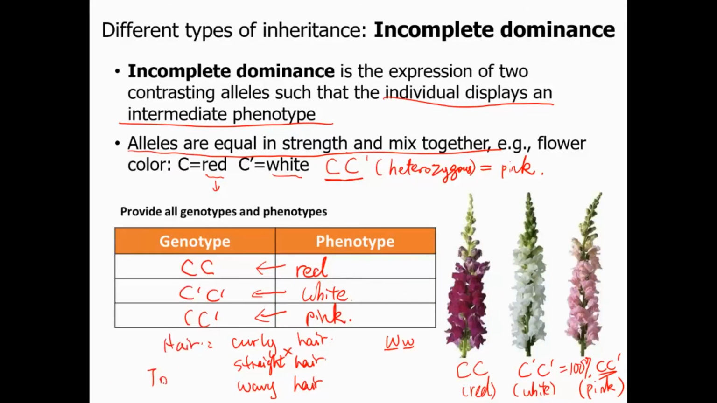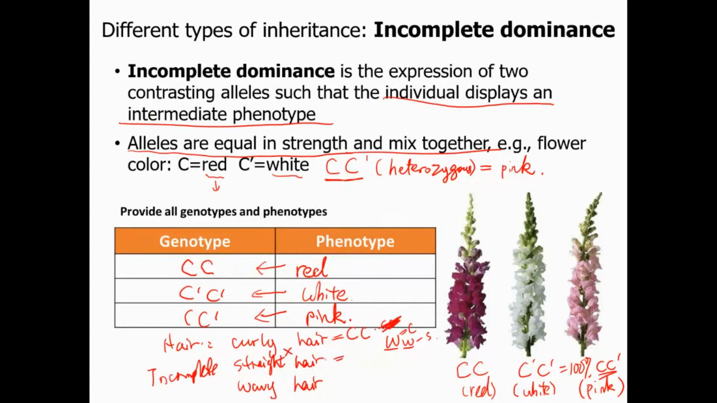So you can figure out that curly hair, I'm going to tell you, big W is curly and little w is straight. So curly hair has to be big C, big C. There's no other possibility, right? Can it be CC prime? No, because that's going to be the intermediate phenotype. It won't be curly anymore.